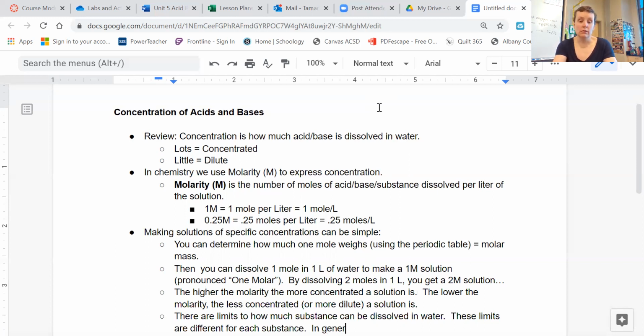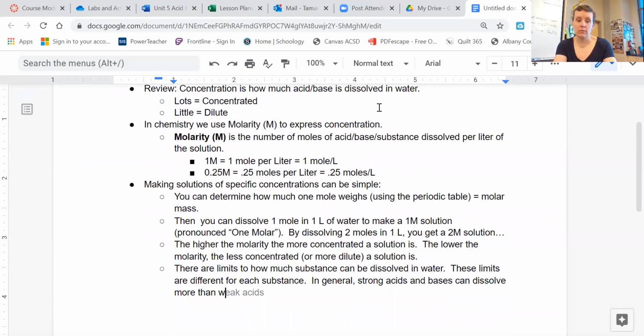In general, strong acids and bases, remember, strong doesn't mean the same thing as concentrated, but in general, strong acids and bases react quickly because they separate into their ions really easily, right? So they can dissolve more than weak acids and bases. If you have a strong acid or a strong base, it splits easily into its ions, which means it will dissolve easily, which means more of it will dissolve in the water. And so they're going to dissolve more per liter than weak acids or weak bases.